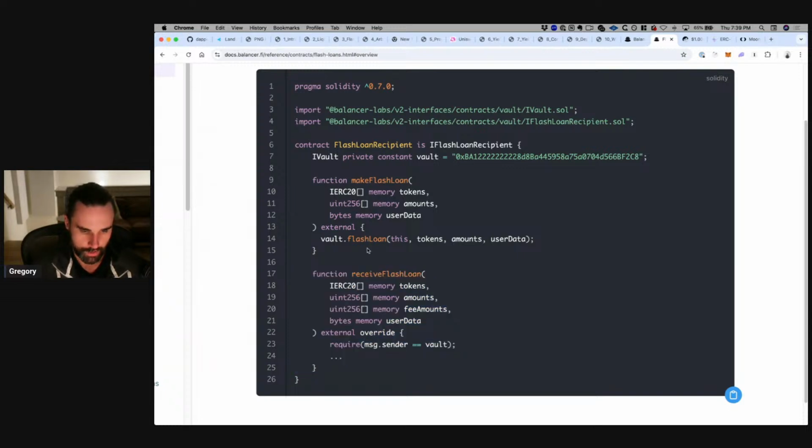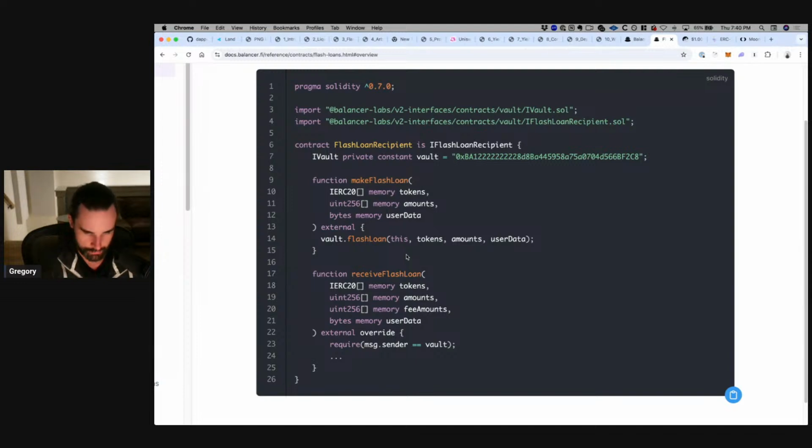So a couple important pieces of information. This makeFlashLoan function number 1, you can call this function whatever you want to. But this one must be named receiveFlashLoan. Because whenever you ask for the flash loan, Balancer is going to look at this smart contract and try to find a function named receiveFlashLoan. So function 1, you can call whatever you want to. Function 2 must be named receiveFlashLoan so you can actually get the money.